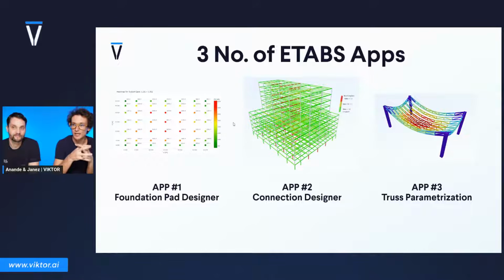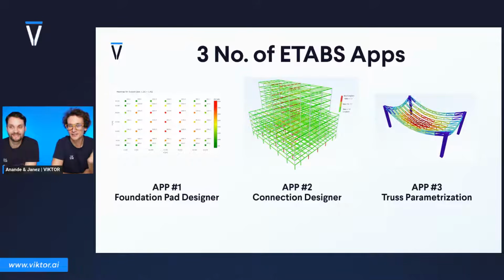You would just simply export the results. And with the third app, what we're going to show you is we're going to have a VIKTOR app model the truss, send it to the ETABS, run the model, and retrieve the results back.